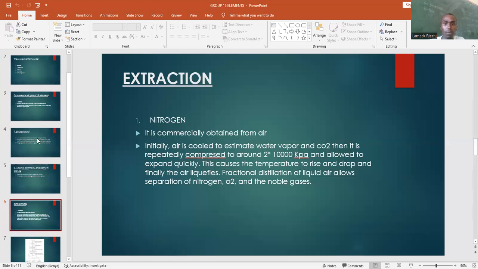Now, the cleaned air is then passed to the coolers. Here in coolers, we have temperatures of negative 25 degrees. The purpose is to remove water vapor.